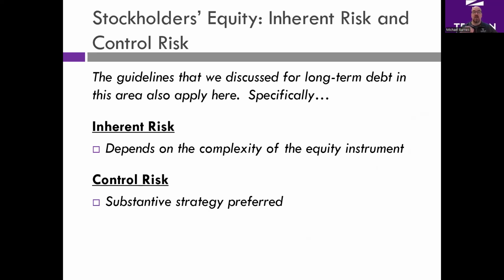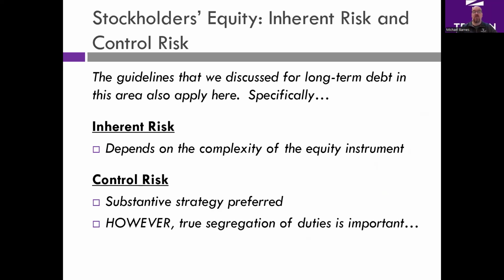And control risk, substantive strategy preferred. Again, the reason for that is going to be consistent with long-term debt. Generally, there are not going to be a lot of equity transactions in most organizations, so it's just easier to test those individual transactions themselves than the associated controls. That being said, true segregation of duties is very important in this area. We want to make sure all three aspects are maintained because equity is a little bit more volatile than debt. So we want to make sure that custody, authorization, and reporting are all going to be maintained.